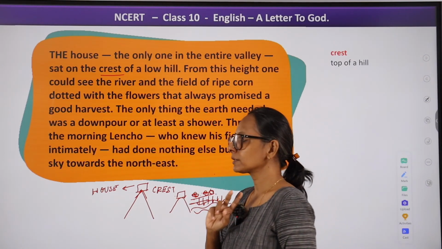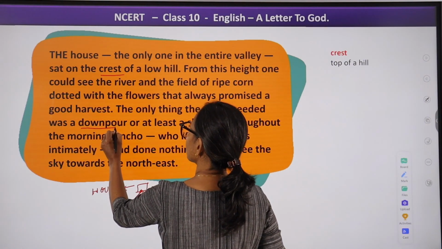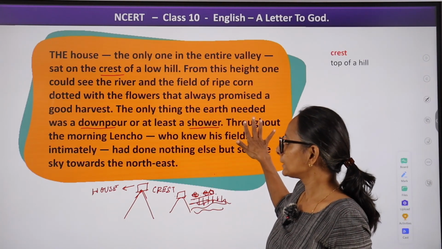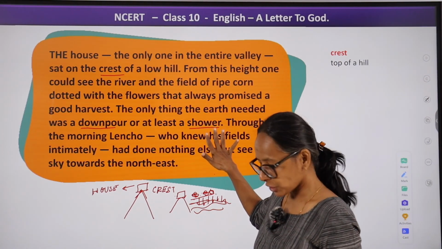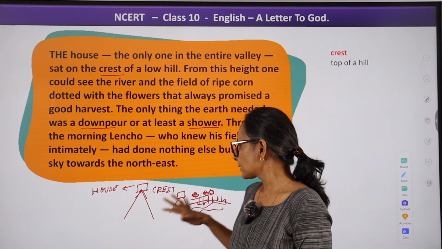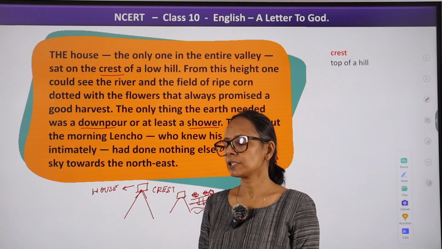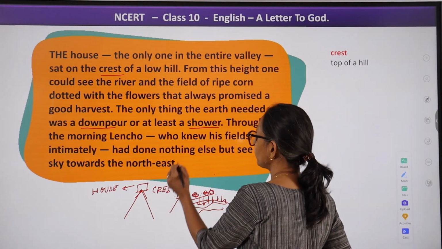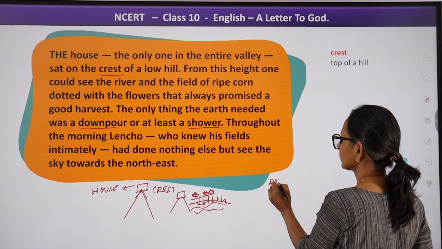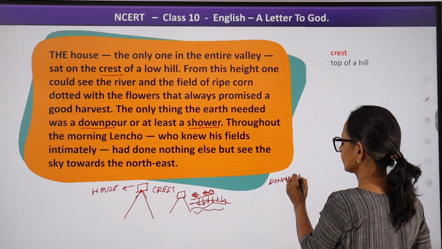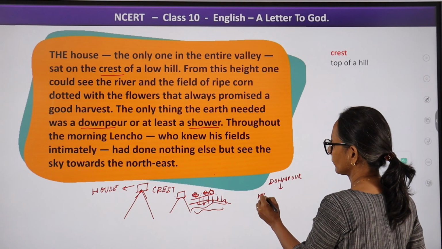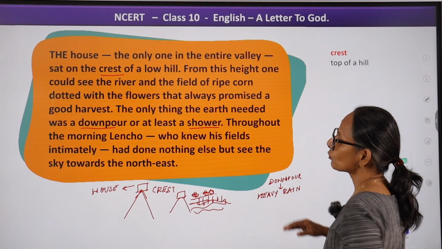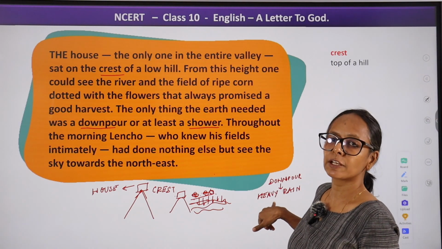The only thing the earth needed was a downpour, or at least a shower. So there are two words here that may require meaning. One is downpour and the other is a shower. So the only thing the earth needed was a downpour, or at least a shower, means everything else is there. The corn is growing well, there are flowers, there's a river, everything is there. What we need now is a downpour. A downpour means heavy rain. So what this farmer needs now is a heavy rain.